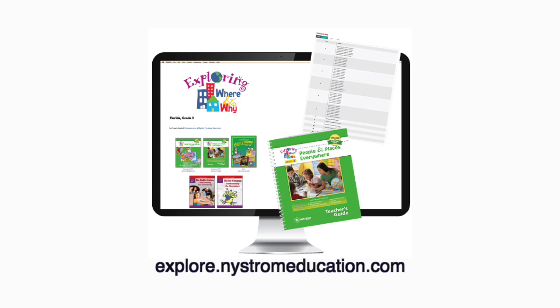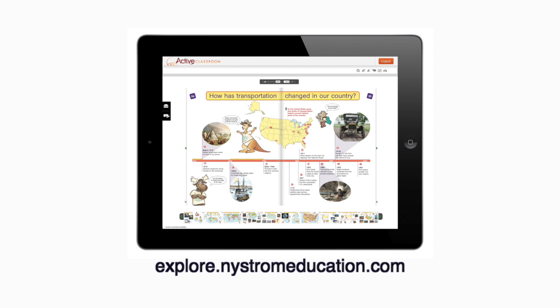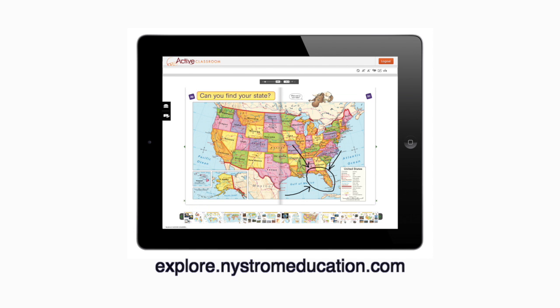The last item included in the program isn't one you can see on the cart. It is the Florida Grade 3 digital package. Access to this resource can be found at www.explore.nystromeducation.com. It provides week-by-week curriculum maps for meeting state standards, a downloadable teacher's guide with reproducible handouts, a digital MapChamp atlas, and digital maps and mapping tools.